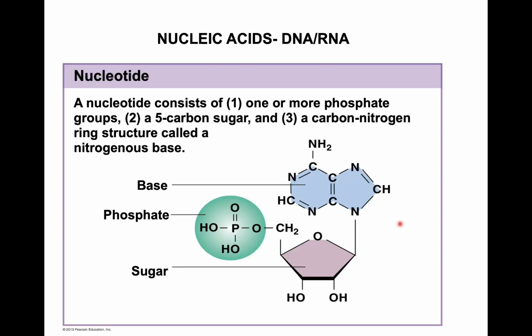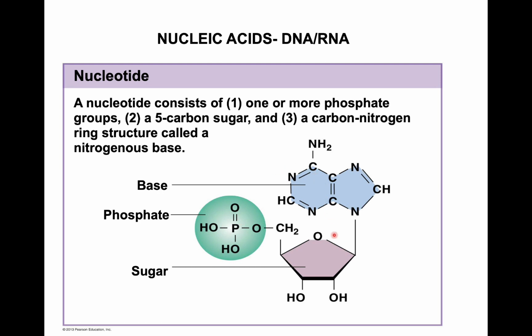The third macromolecule are nucleic acids, like DNA and RNA. Nucleic acids are made up of these smaller structures called nucleotides. I'd like you to know the structure of a nucleotide. It is made up of a phosphate group, which is in green, the sugar, which is in pink, and a base, which is in blue. So sugar, phosphate, and the base. You don't need to memorize the chemical structures, just that there is a sugar, a phosphate, and a base.